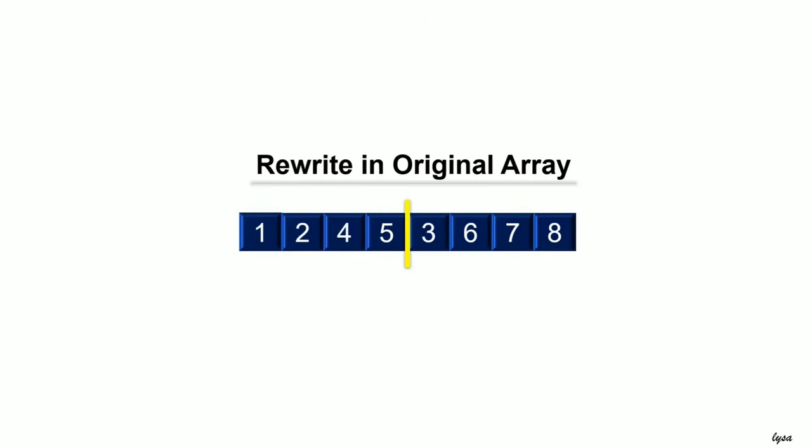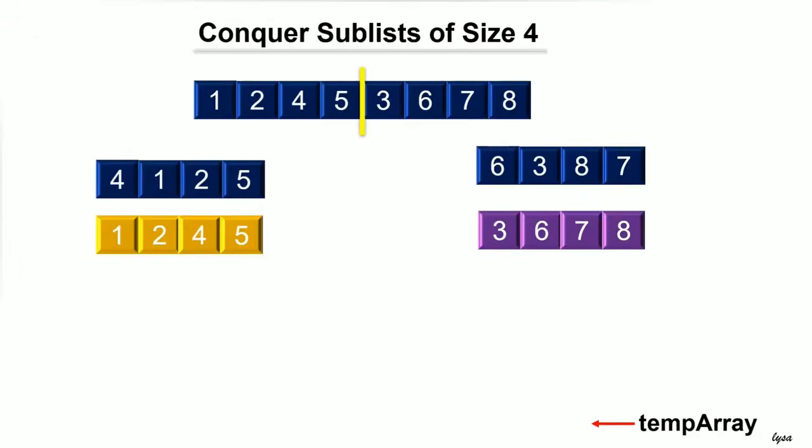1, 2, 4, 5. All the elements on the right side will also be sorted: 3, 6, 7, 8. And the size of the sublist is 4. I have 2 sublists of size 4. Now I conquer them. I have a pointer to 1. I have a pointer to 3. The smaller value is 1.